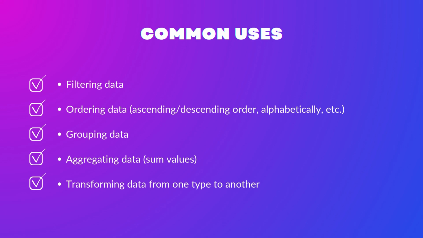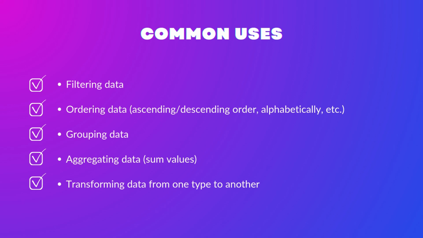LINQ allows you to order the data that's returned to you as well. You can do this in either ascending or descending order. In the case of text, you can have it alphabetized. There are methods for grouping data. Suppose you had a collection of employees and wanted to group them by the department that they worked in.